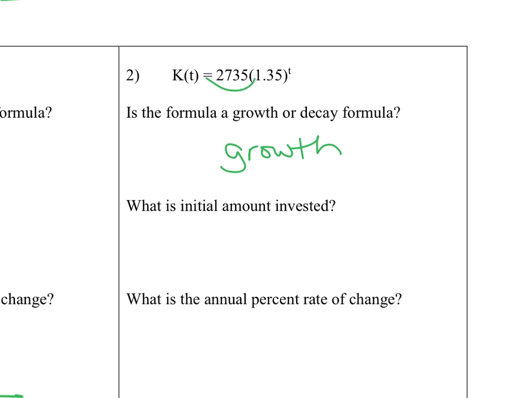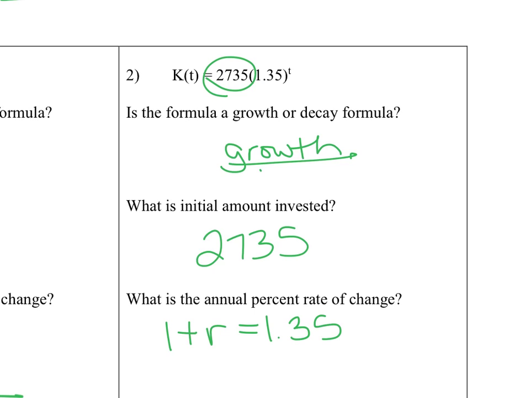What is the initial amount invested? That's it right here, 2,735. And then what is the percent rate of change? Well, since we decided it was a growth, we know that it's 1 plus R to get that number, 1.35. So I just simply subtract 1, and R is 0.35, or 35%.